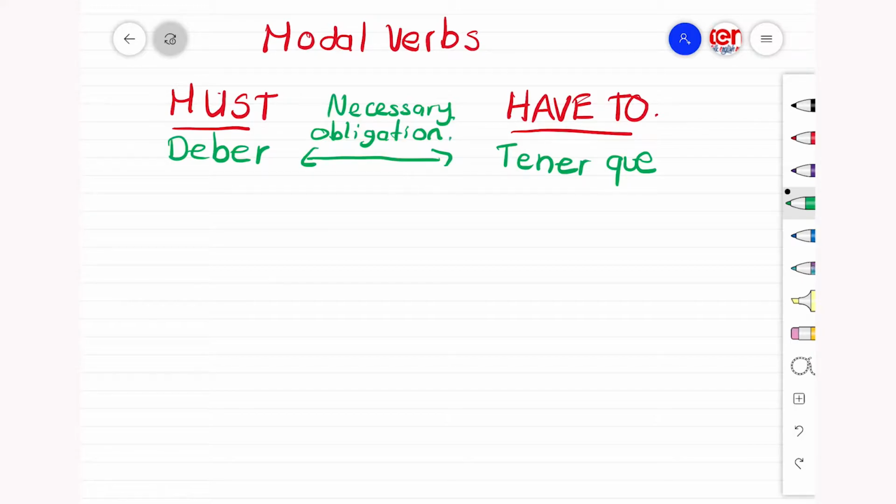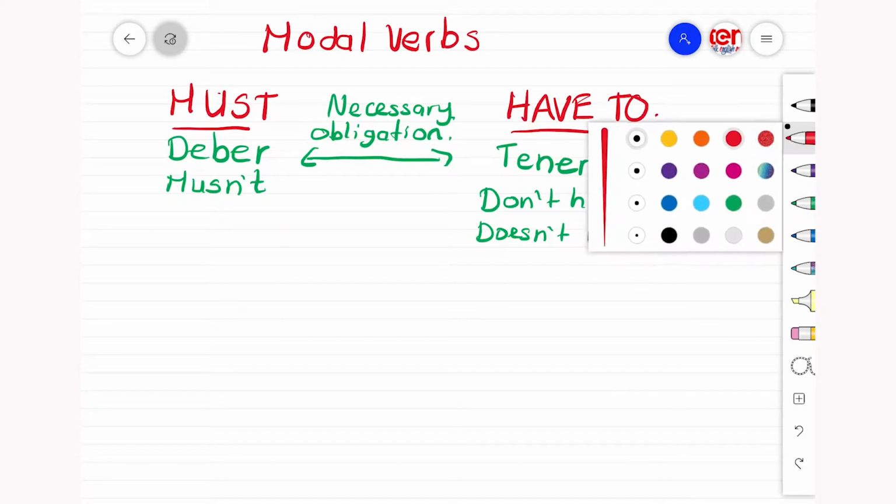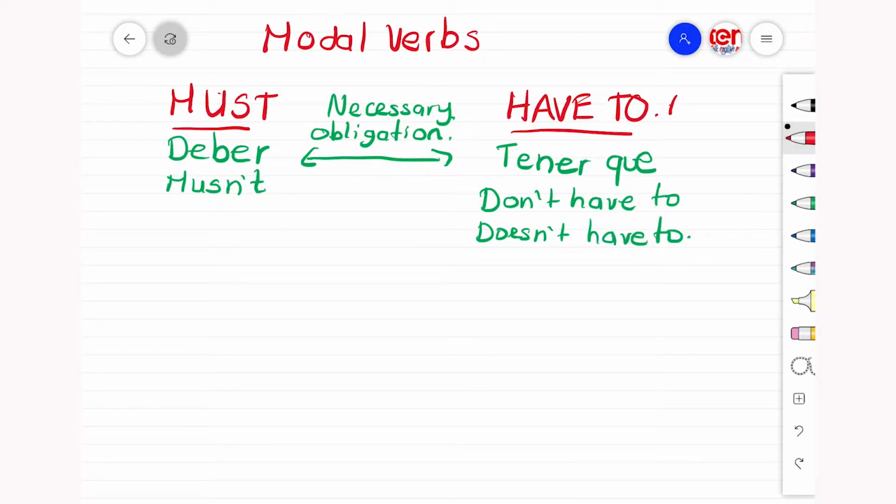And as I told you, they are very independent. Must has a negative form, mustn't, and have to has a negative form, don't have to, or doesn't have to. And remember that in the third person, I use has to for she, he, and it, because this is present.